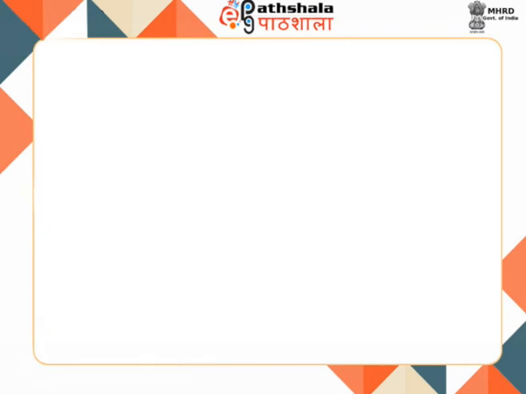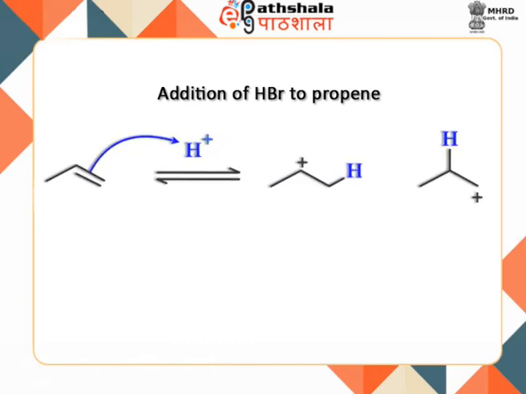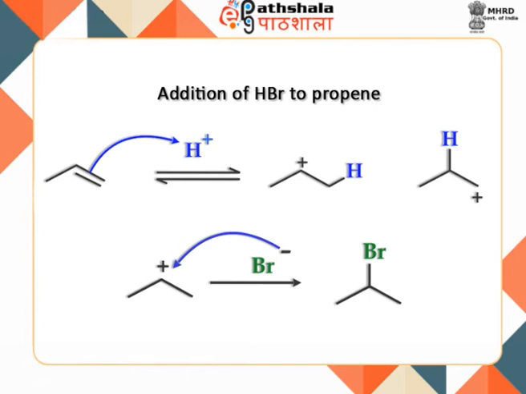Let us recall some examples of reactions involving carbocation intermediates that you are already familiar with. One such reaction is the addition of hydrogen bromide to propene. This product forms according to Markovnikov rule. It proceeds with the formation of a more stable second-degree carbocation which is further attacked by a bromide ion, which acts as a nucleophile.